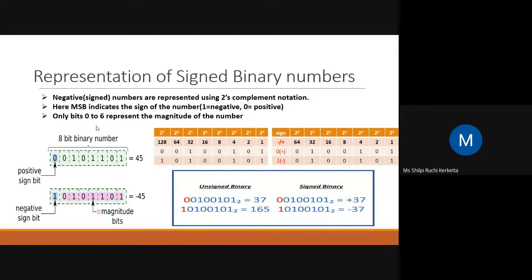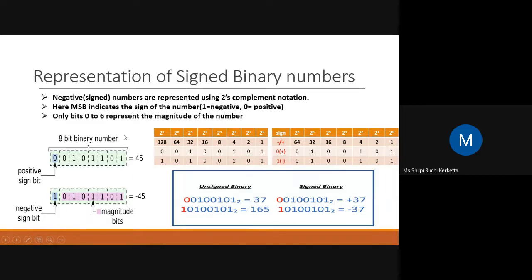So how will we represent this signed binary number? We will take the most significant bit and assign a sign to it. For the most significant bit, if this bit is 1, then it is negative. But if the bit is 0, then it means it is positive.